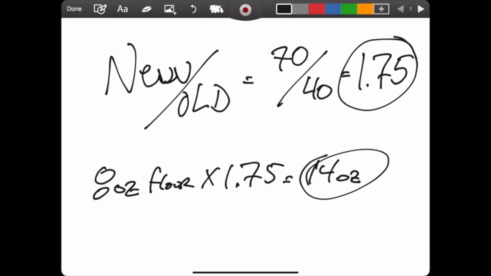We're going to do that for everything in the recipe. That's the biggest part of it. Everything in the recipe now gets multiplied times 1.75. If you've got onions in the recipe, you multiply it times 1.75, and so on and so on. It's really the simplest culinary math you can do. It's just new divided by old.